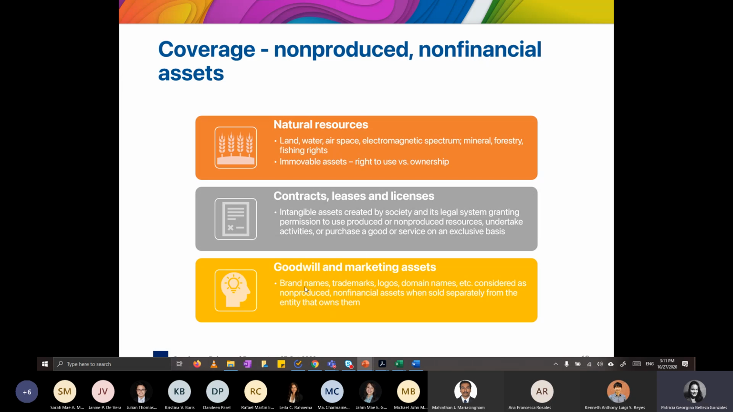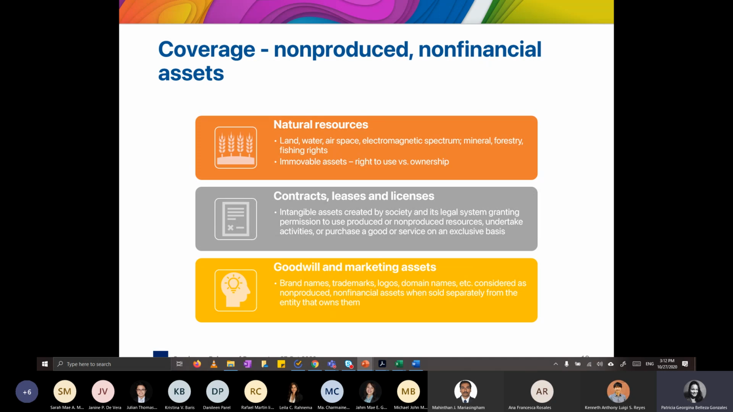And then we have a third broad type of non-produced, non-financial asset, which is goodwill and marketing assets. This is also an intangible asset that can comprise a brand name, trademark, logo, domain names, which enter the capital account as non-produced, non-financial assets when they are sold separately from the entity that owns them.